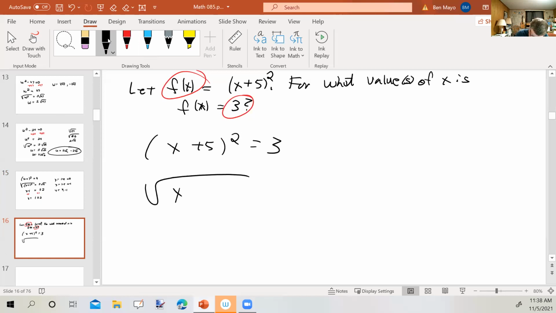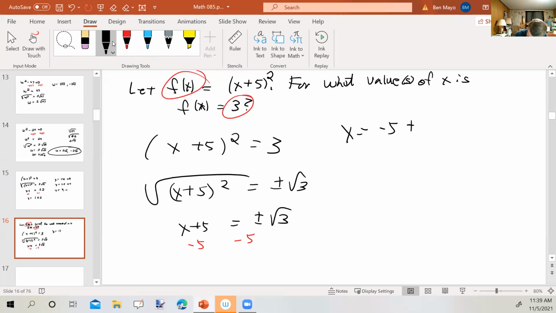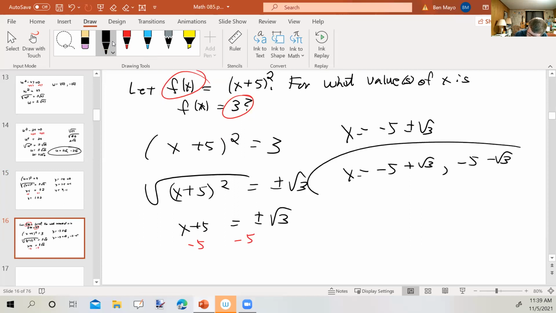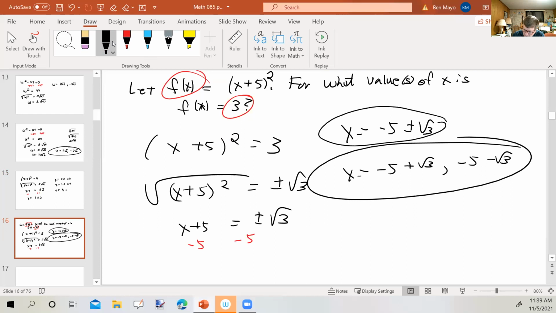We'll take the square root of both sides of the equation, plus or minus. We get x plus 5 equals plus or minus the square root of 3. Then we'll subtract 5 from both sides. X is negative 5 plus or minus the square root of 3. So x is negative 5 plus the square root of 3, negative 5 minus the square root of 3. Again, if we were in the classroom using pencil and paper, we could write it like this. But in WebAssign, we need to write them as two separate solutions.